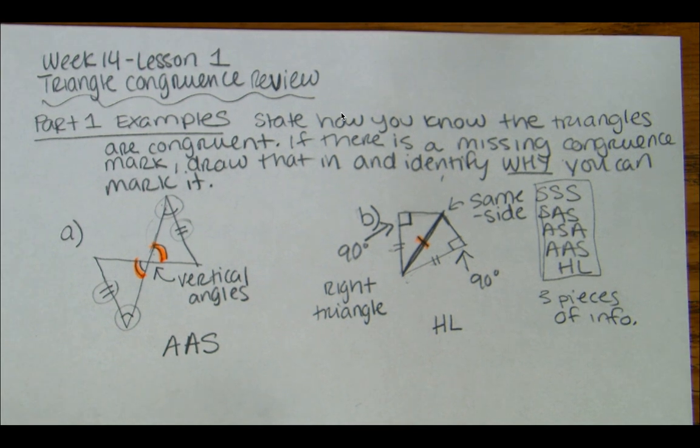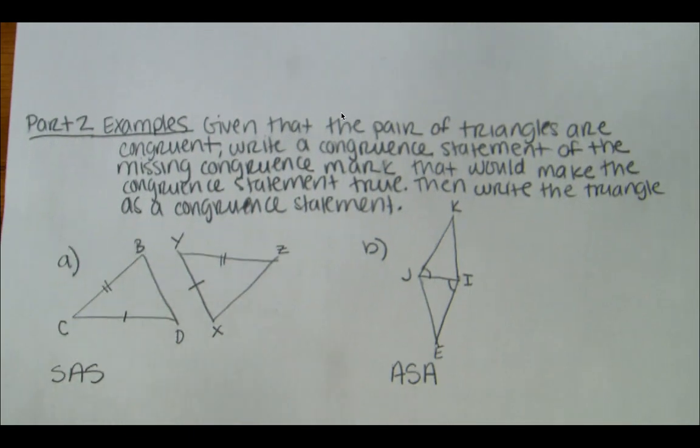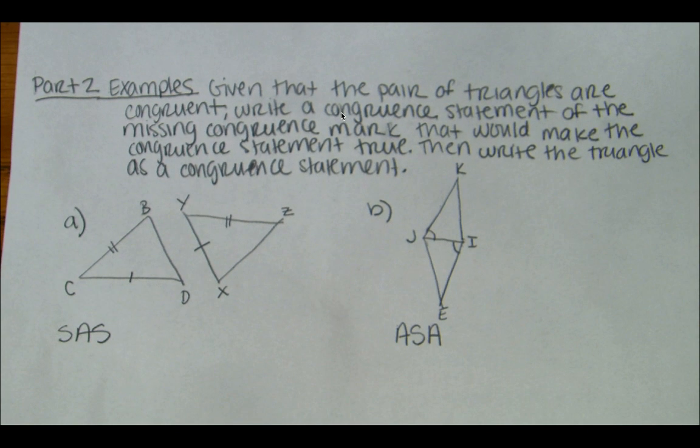All right, now to look at the next two examples. Given that the pair of triangles are congruent, write a congruence statement for the missing congruence mark. Remember, we're trying to find a mark that we're missing in this, and I want to identify it and be able to write a statement for it. Then I want to make sure that I can write out what the triangle congruences are themselves.